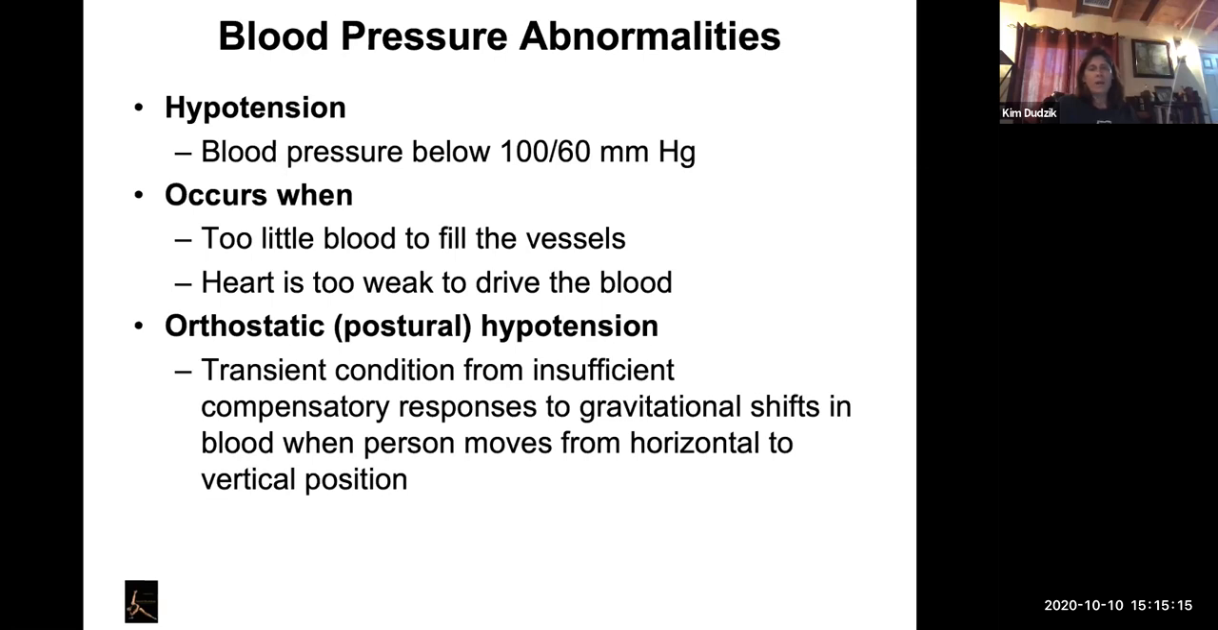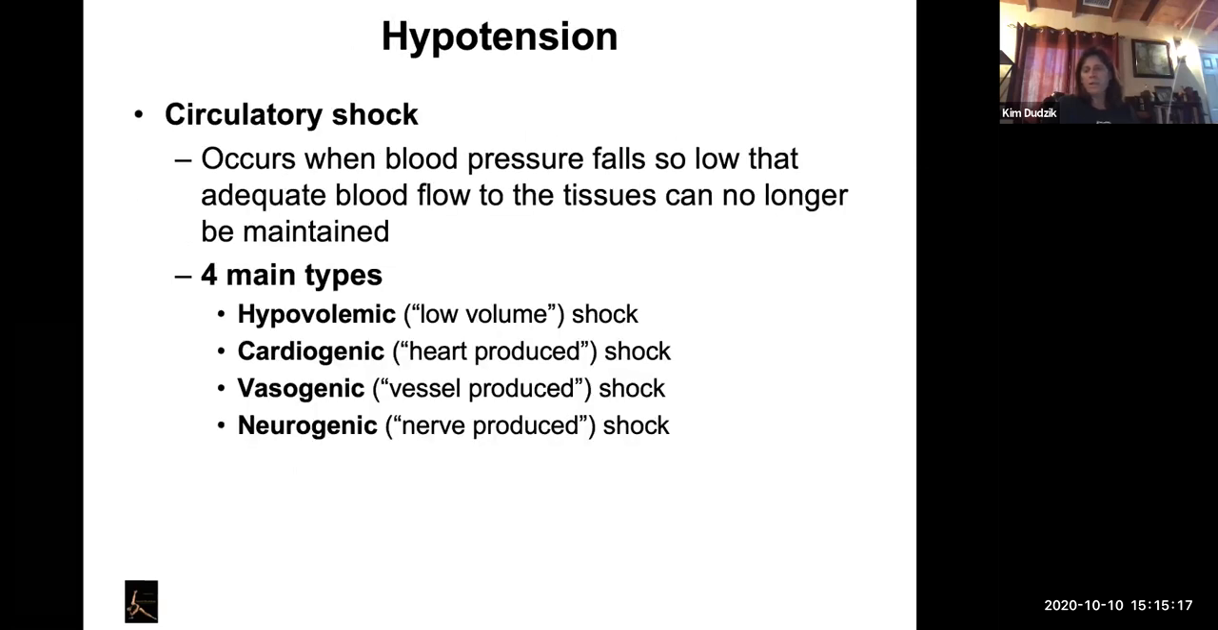But chronic hypotension could occur because of circulatory shock. And if that occurs, it's because your blood pressure falls so low that your tissues and organs start to go into failure, right? Because they're not getting enough of the oxygen and nutrients that they need. And so hypovolemic shock is caused by low blood volume. So something's going on where you're not keeping your blood volume up.